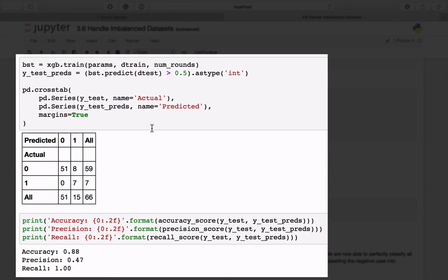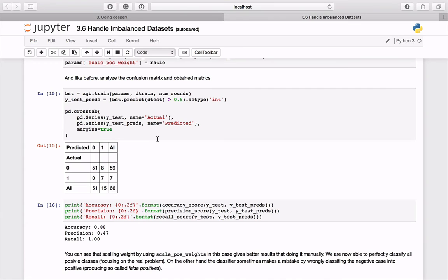There are still some mistakes, 8 false positives, but usually this type of error is much less costly than false negatives. Summarizing, you have seen how you can tackle the imbalanced data problem by setting weights in the XGBoost package. Remember that the most important thing is to have some sort of metric that will evaluate the results in an objective way.